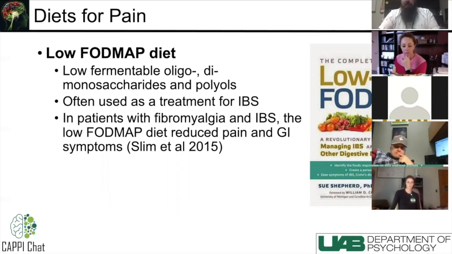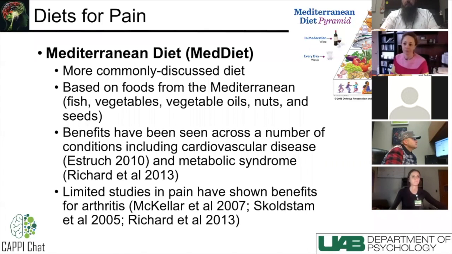One study did look at pain patients, so individuals with fibromyalgia and IBS. They gave them the low FODMAP diet and found that they did see a decrease in pain and also a decrease in gastrointestinal symptoms. And so it did seem to treat their IBS, but it also seemed to reduce their pain as well. Now, there's also the Mediterranean diet.